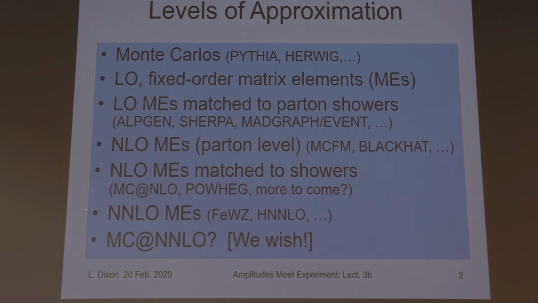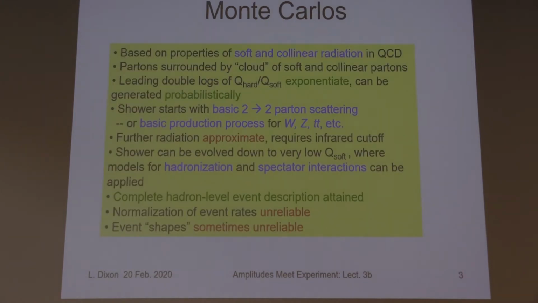And then at some point you get to programs, and these are some of the earlier ones, but there are many more now, of next to leading order matrix elements. Actually, I should have updated this because there are now, for simple processes, Monte Carlos at next to leading order. So what is a Monte Carlo?